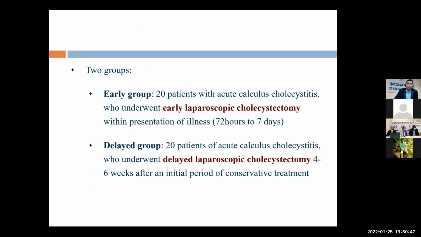So here we define my two groups, one group being the early group and another being the delayed group. We have 20 patients in each group presenting to us with acute calculous cholecystitis beyond 72 hours and within 7 days. Both the groups have the same timing of presentation and the same number of cases. For the early group, we went on to do early laparoscopic cholecystectomy as and when they presented to us. For the delayed group, we did a delayed laparoscopic cholecystectomy after an interval period of conservative management of 4 to 6 weeks.